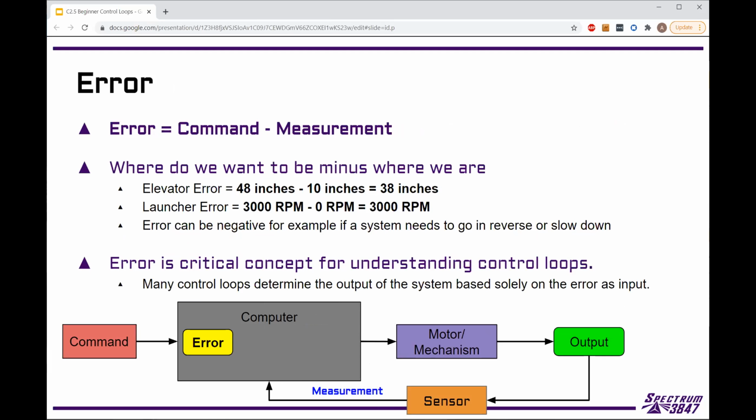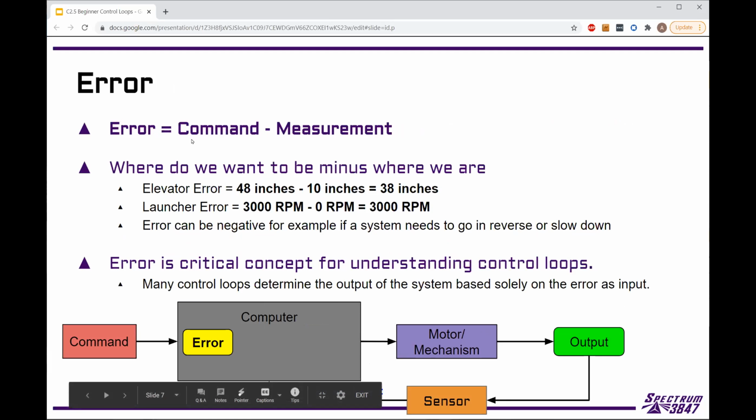Okay, so what we call the difference between our command and our measurement is called error. And error is incredibly important to control loops. It's very, very simple. It's just subtraction. There's nothing really complicated about it. But the concept allows us to do a lot. So like I said, error equals command minus measurement.